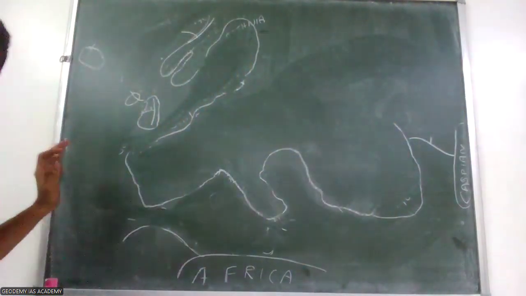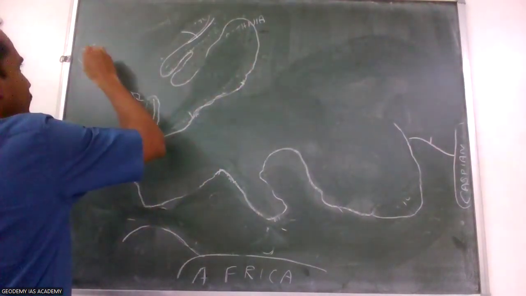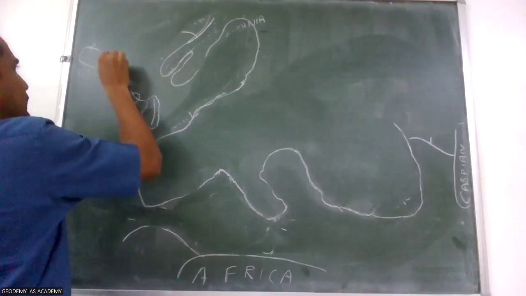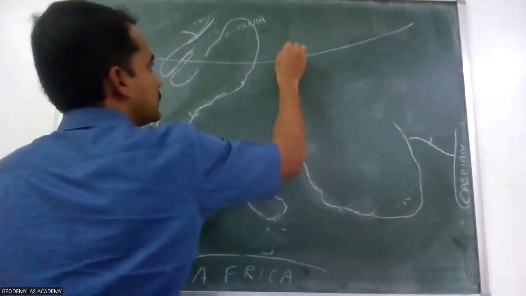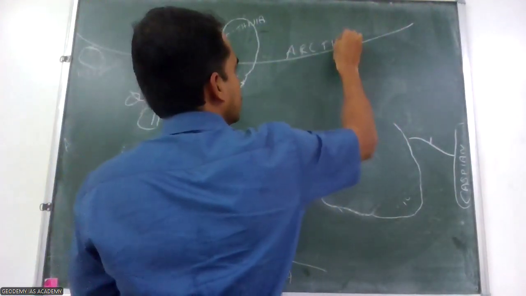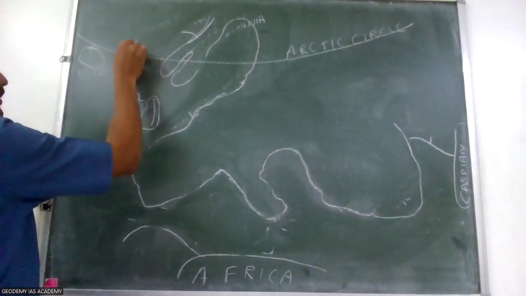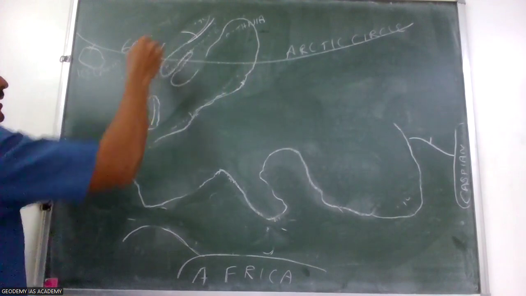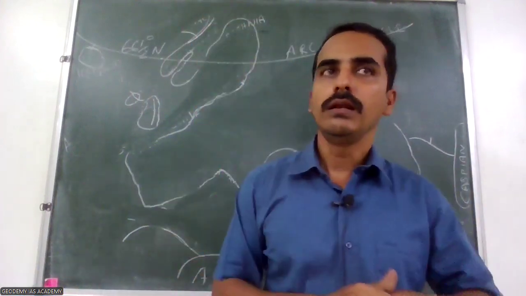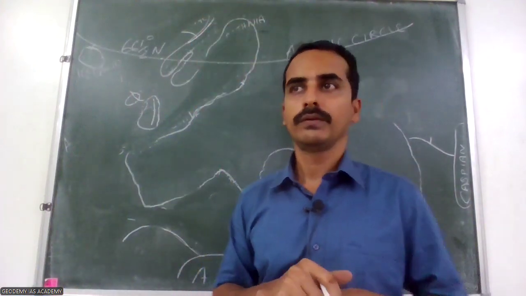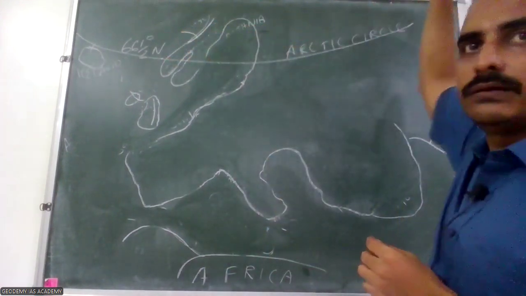Here, simply you may remember Iceland. The Arctic Circle passes through the northern tip of Iceland. The Arctic Circle is 66.5 degrees north. In June, beyond the Arctic Circle, there will be 24 hours of daytime. The Arctic Circle passes through Iceland, Norway, Sweden, Finland, and Russia in those regions.